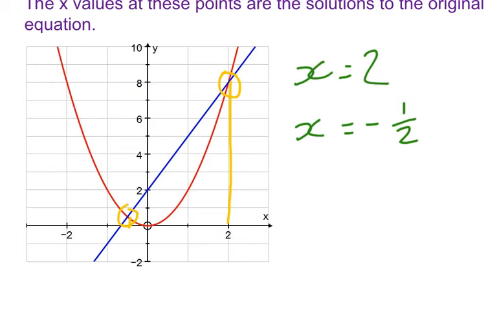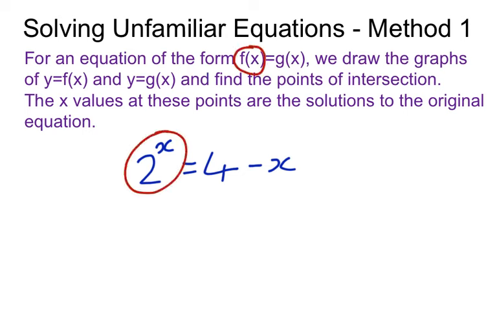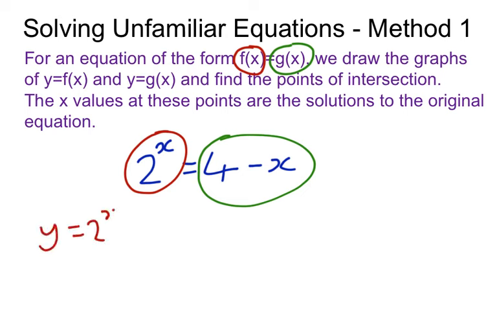Let's look at a second example now of a slightly different nature that we can't solve algebraically. So now we're going to look at the equation 2 to the power of x equals 4 minus x. And we do the same thing. f of x in this case is 2 to the power of x, and g of x in this case is 4 minus x. So what we do is we plot y equals 2 to the x, and then we plot y equals 4 minus x.